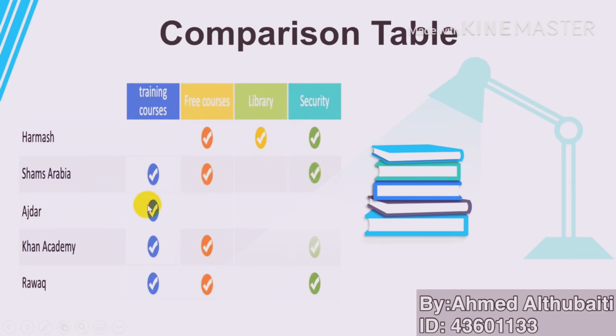The third one is Ajdar, which only has a training course. The fourth one is Khan Academy, which has a training course, a free course, and security. The last one is Ruaq, which has a training course, a free course, and security. The meaning of security is having the most secure user environment.